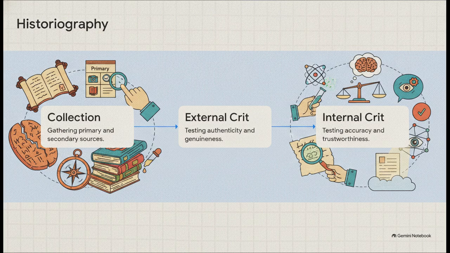After that, you test the message, which is internal criticism. This checks the document's actual statements for accuracy, trustworthiness, and context. Both the physical object and its message must pass these strict tests before they ever become accepted as historical truth.